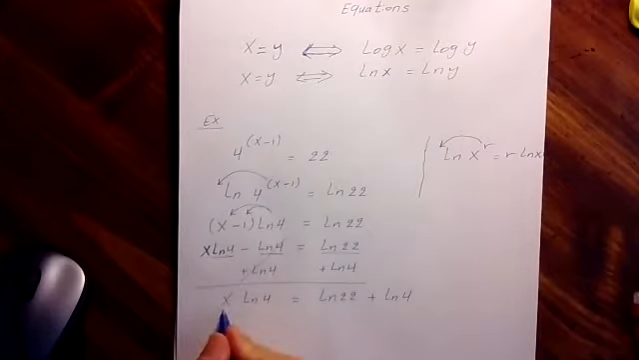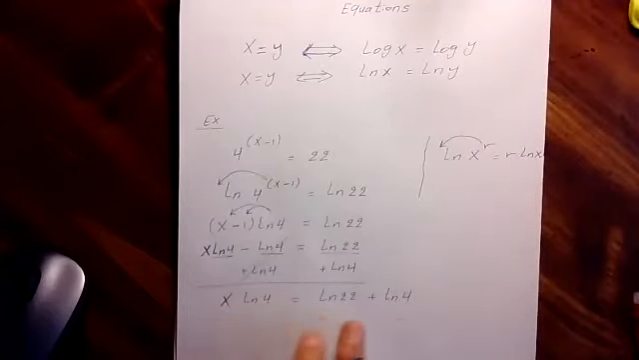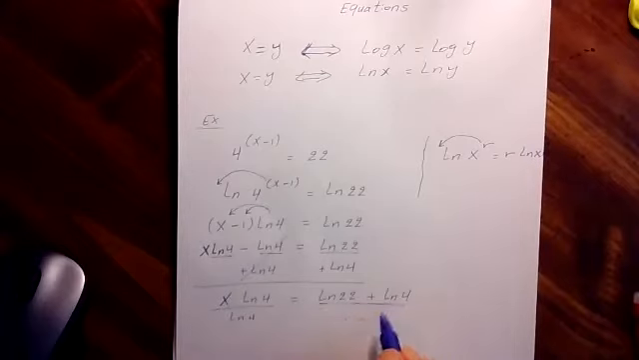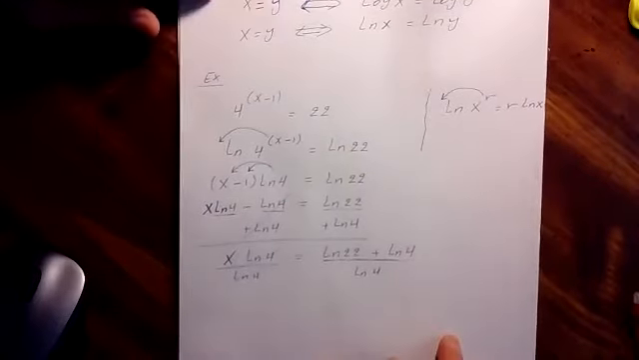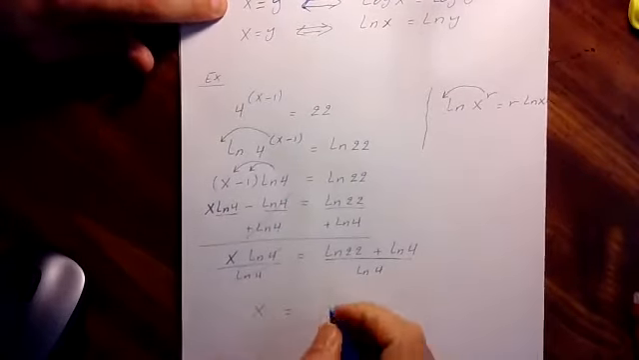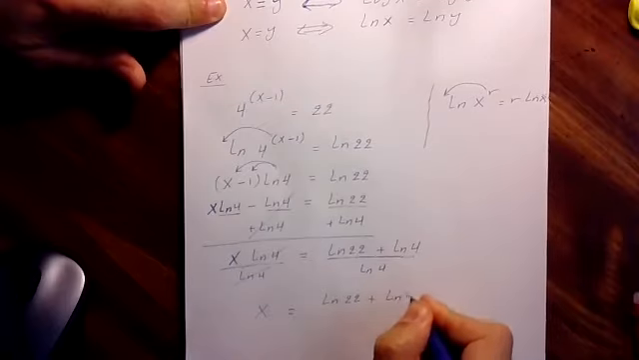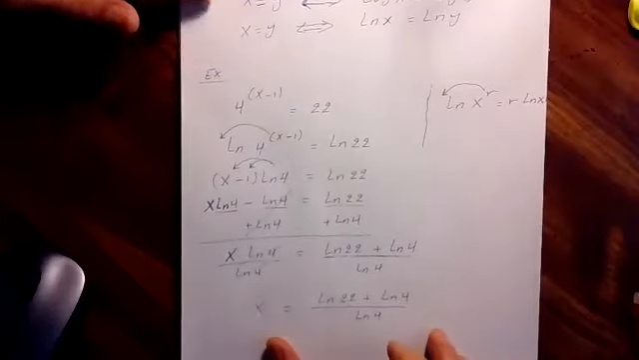Now I need to find the value of x. So I'm going to divide both sides, because the operation between x and ln 4 is multiplication. So I need to keep the x by itself here. So I'm going to divide both sides by ln 4. Cancel these. So the leftover from the left side, x equal ln 22 plus ln 4 over ln 4. This is the solution.